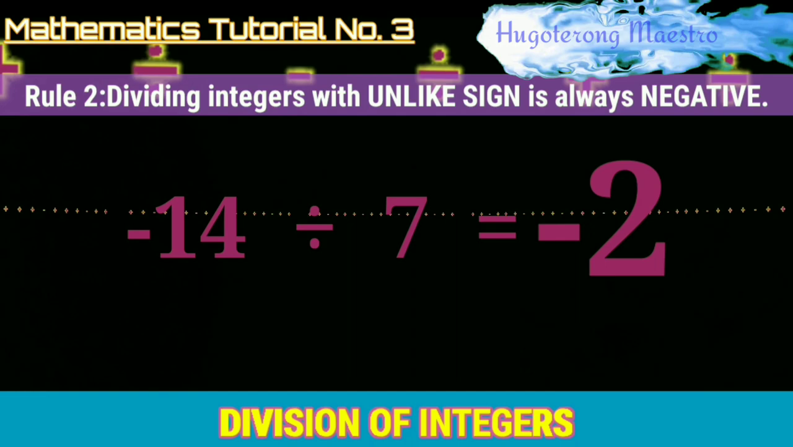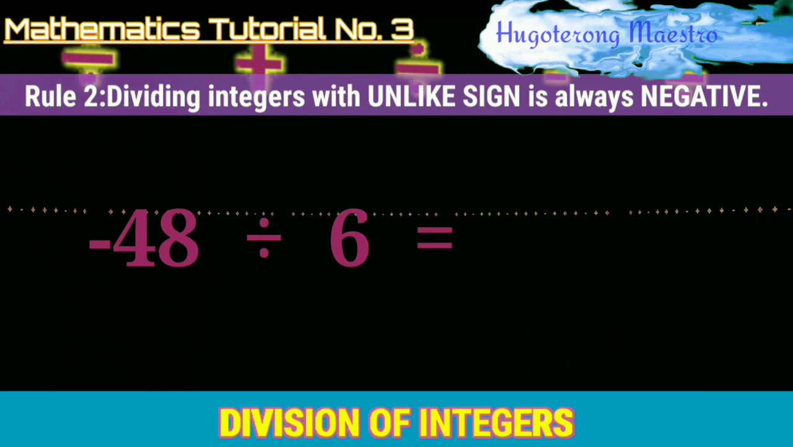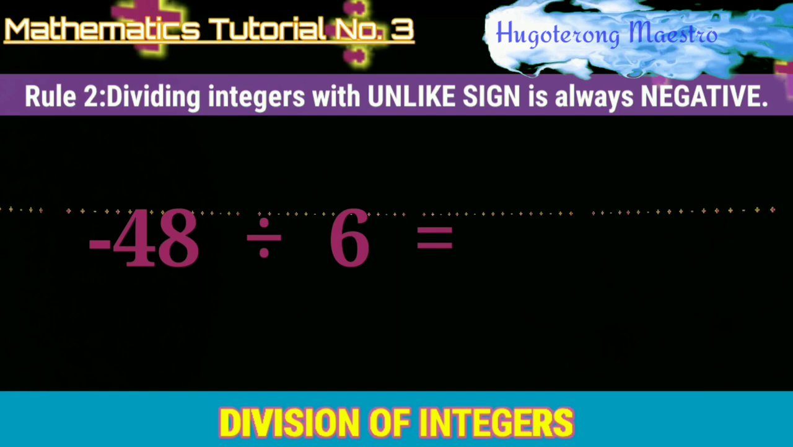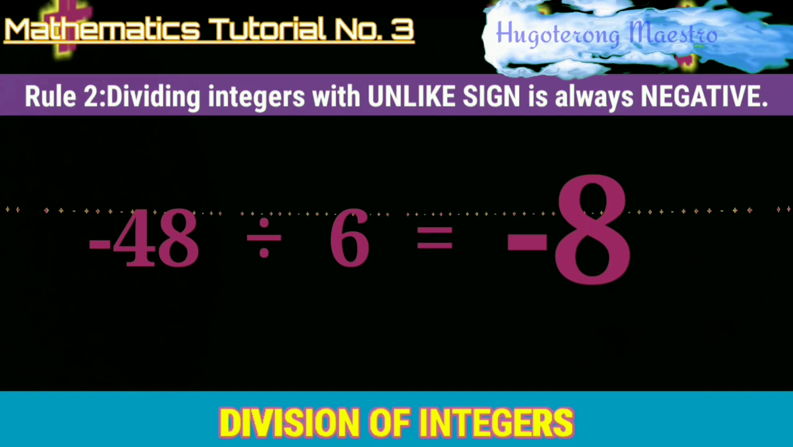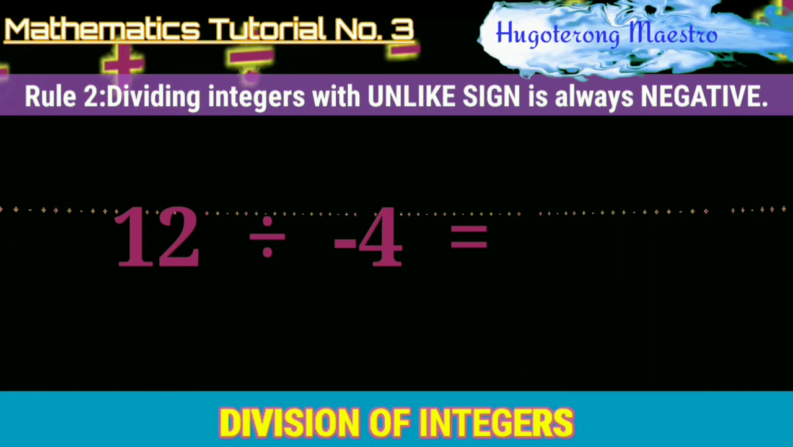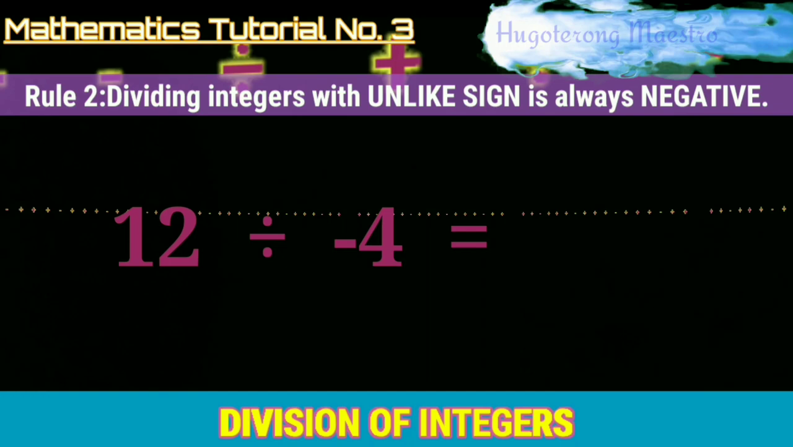And now, let's have negative 48 divided by positive 6. Since they have unlike sign, therefore, our answer must be negative. So, negative 48 divided by positive 6, our answer is negative 8. Let's have positive 12 divided by negative 4. Always remember that dividing integers with unlike sign is always negative. Therefore, positive 12 divided by negative 4 is negative 3.